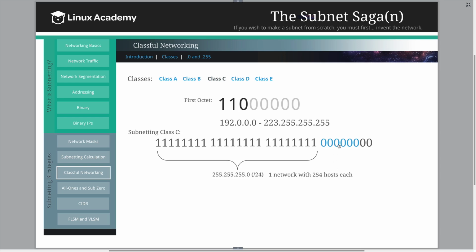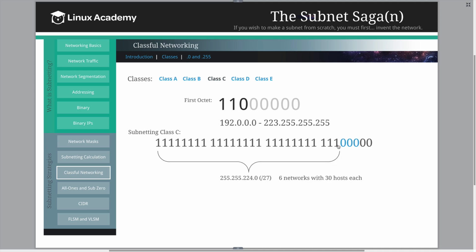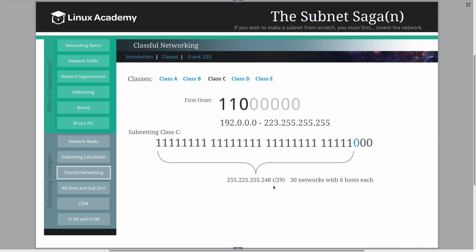So if we want to subnet this out, let's say we want 6 networks with 30 hosts each, that's going to be a /27. We can do a /29, that's going to be 30 networks with 6 hosts each, giving us a 255.255.255.248. Or we can do a /30, 62 networks with 2 hosts each. So lots of networks with only 2 hosts. And again, all of the address space falls within the Class C range, which is 192.0.0.0 to 223.255.255.255.